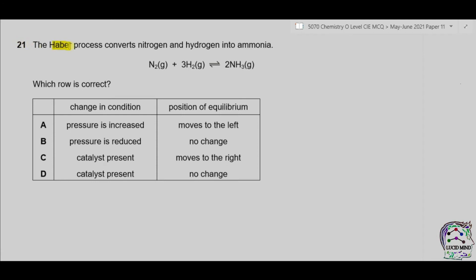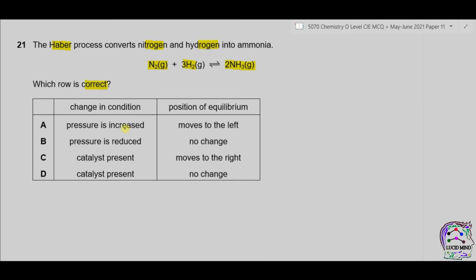Question 21. The Haber's process converts nitrogen and hydrogen into ammonia. This is the reaction. Nitrogen gas reacts with 3 moles of hydrogen gas to form 2 moles of ammonia gas. Which row is correct? We have to find the change in condition and the position of equilibrium. First one is that pressure is increased. If pressure is increased, the position of equilibrium moves towards the left.